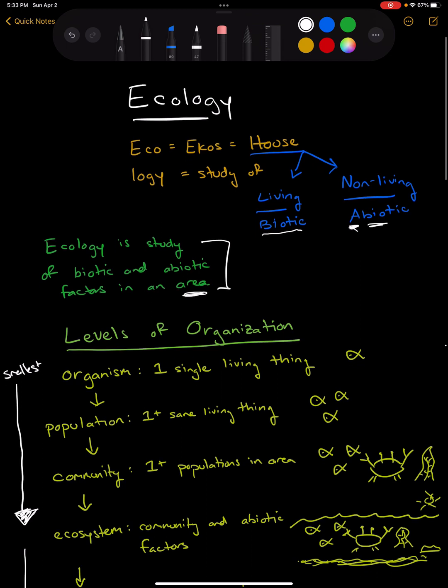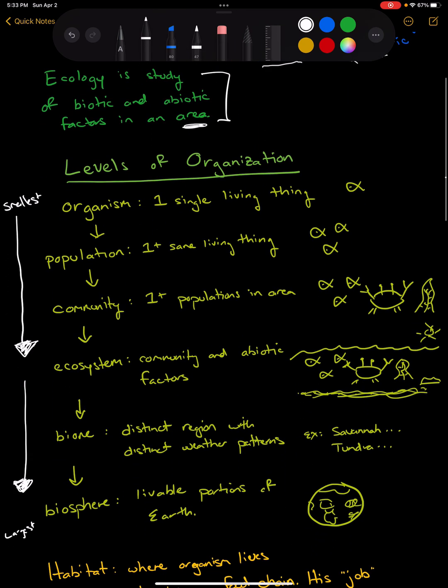Now, in ecology, we always start off with the basics. We start off with the levels of organization, and these are our basic levels. So we start with our smallest right here. Our smallest level is an organism. Now, an organism is one single living thing. That's why right here I have a fish. He is one single living thing.